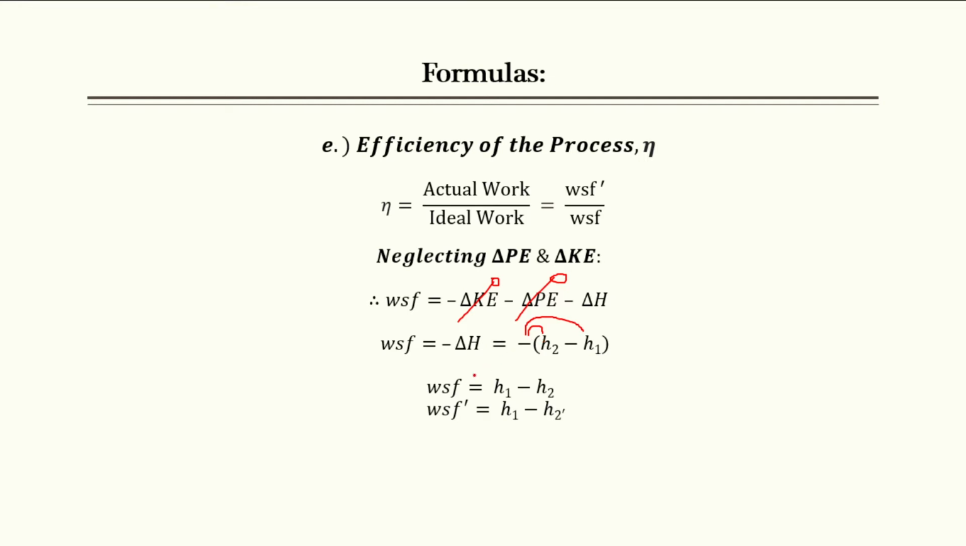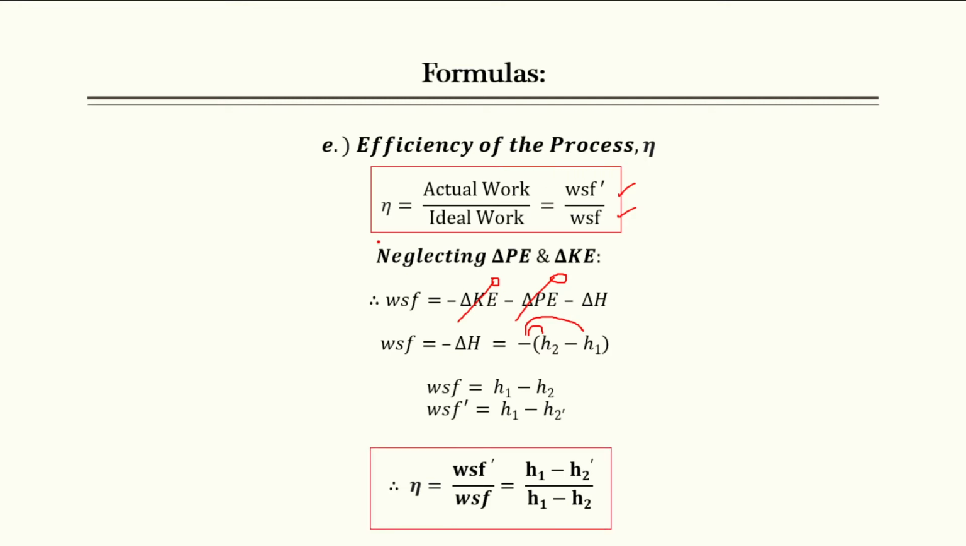Okay? So, ganun. Therefore, kapag sinubstitute natin yung work steady flow prime and work steady flow dito sa efficiency, ang formula ng efficiency natin is H1 minus H2 prime over H1 minus H2. So, yan lahat ng formula na kailangan natin for adiabatic process.